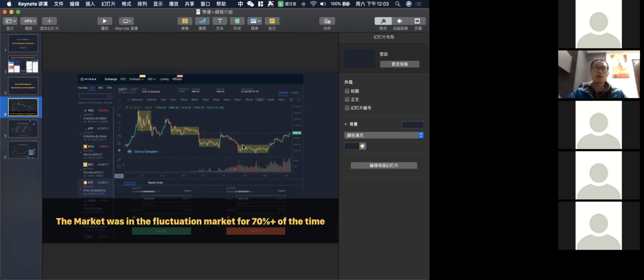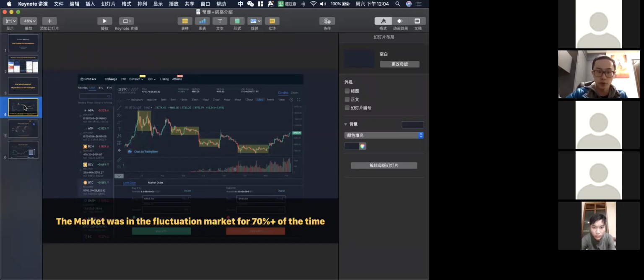The price just fluctuates within this range. As you can see, if we could profit from the fluctuation, if we could buy low and sell high within this price range, that means we could have a lot of profit within this area. So that is where Grid Trading Bot comes in.